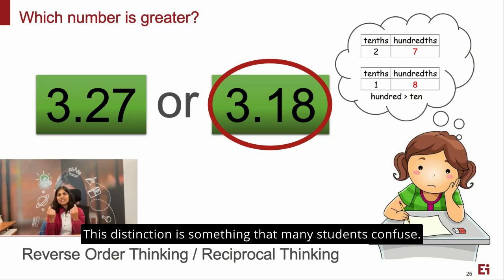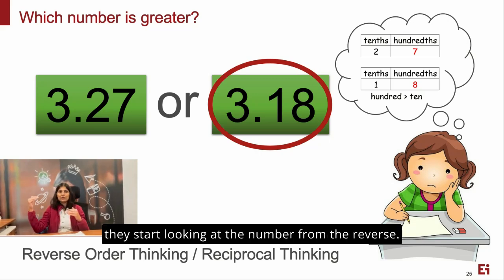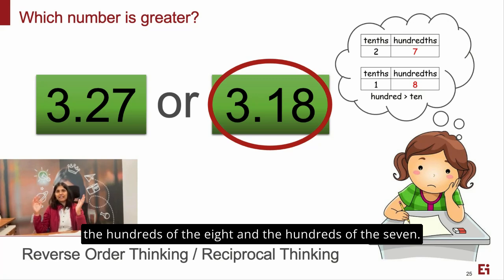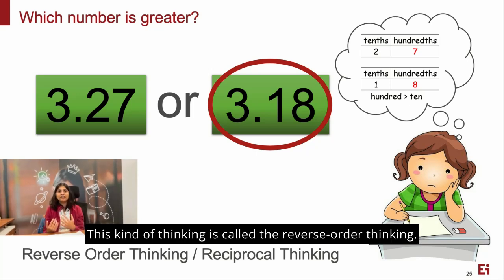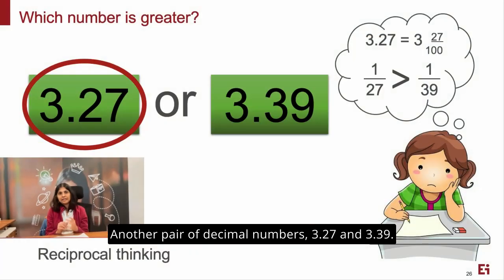Now, this distinction is something that many students get confused about, right? And when they have a confusion and a lack of clear understanding of this, then they start looking at the number from the reverse, right? So they're looking at comparing 3.18, the 8 in the hundredths place and the 7 in the hundredths place, and then they say that 3.18 is the larger number. This kind of thinking is called reverse order thinking.